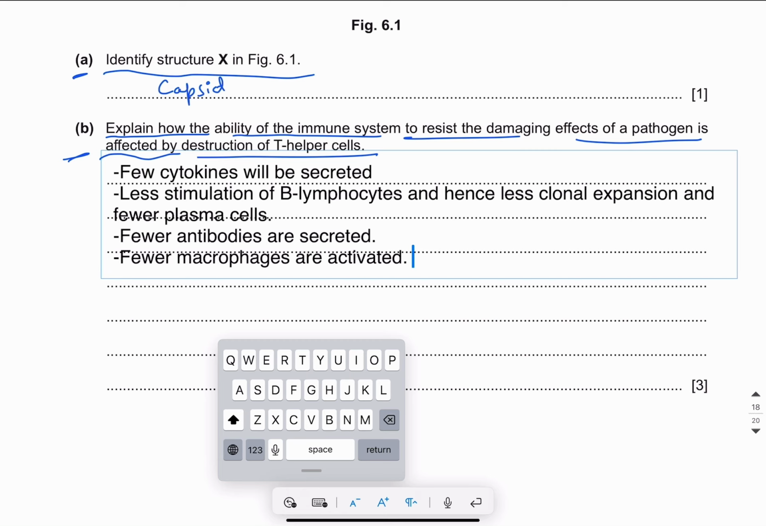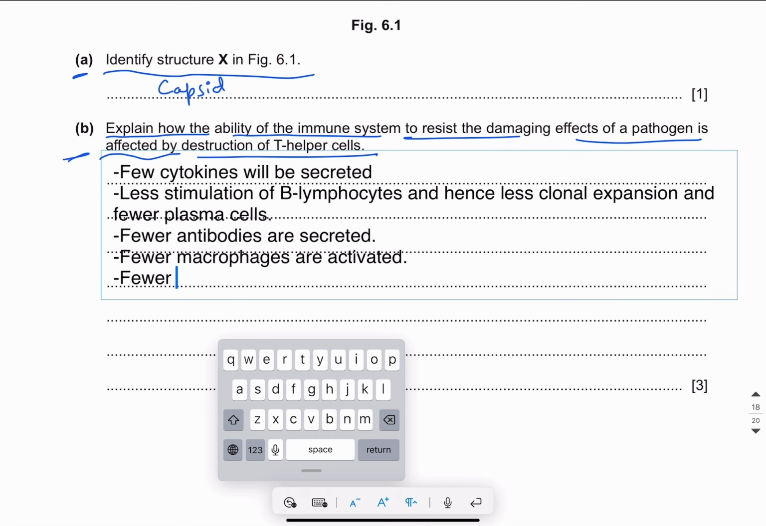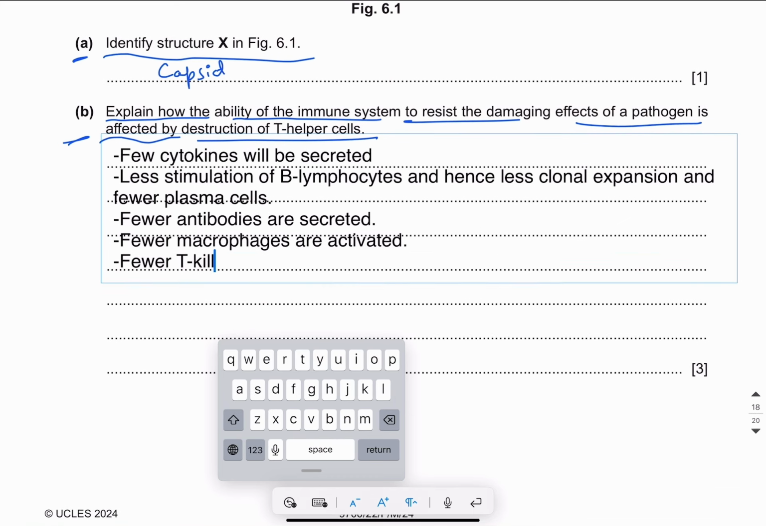You can also talk about T killer lymphocytes. Fewer T killer lymphocytes are stimulated. As you all know, the cytokines from the T helper lymphocytes stimulate the other cells of the immune system, and with few cytokines being released, the other cells of the immune system will not be fully stimulated, there will be lower stimulation. So fewer T killer lymphocytes are stimulated.